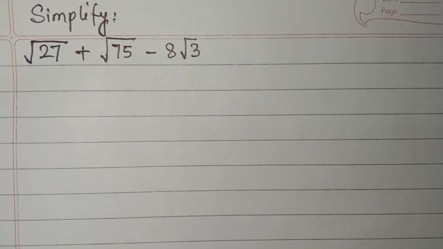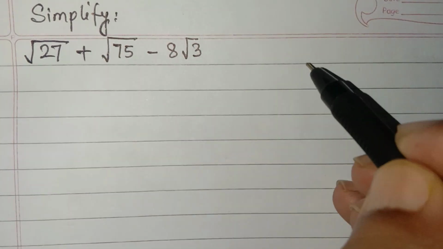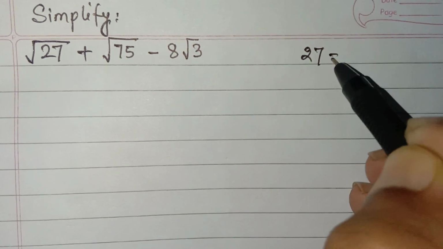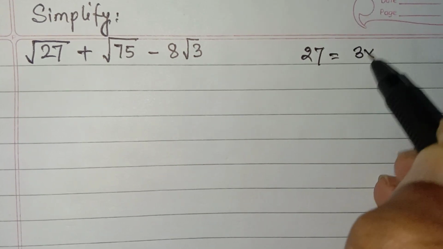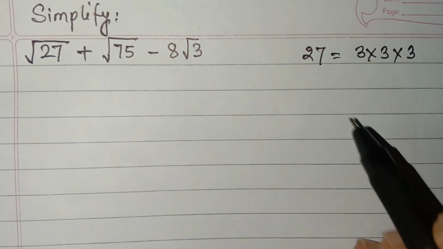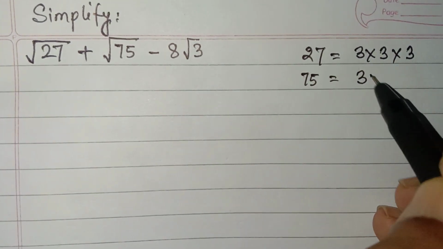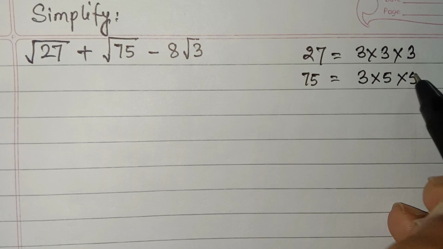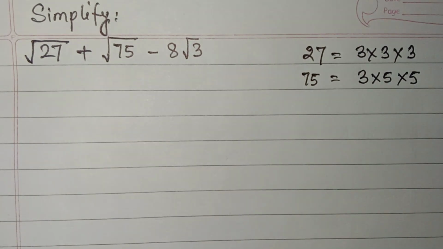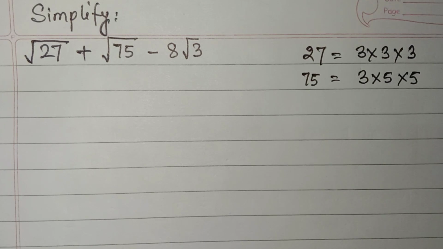First of all, let's try to find and write 27 as the product of prime factors. So 27 can be written as 3 times 3 times 3, and 75 can be written as 3 times 5 times 5. So we have written 27 and 75 as the product of prime factors. Now let's go on simplifying the surds first.